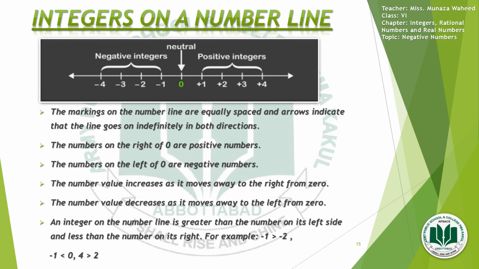An integer on the number line is greater than the number on its left side and less than the number on its right. For example, -1 is greater than -2, -1 is less than 0, and 4 is greater than 2.